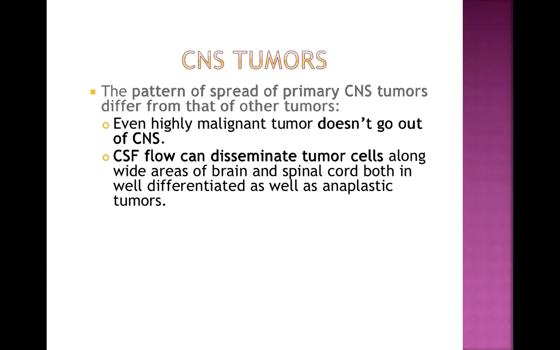Now, what is the meaning of well-differentiated and anaplastic tumor? You already know it. Well-differentiated tumor means even if that tumor is malignant, the cells look a bit like the benign type, or more like normal cells. But anaplastic means highly malignant cells. There is no similarity between the malignant cell and the normal cells, or the benign tumor cells.